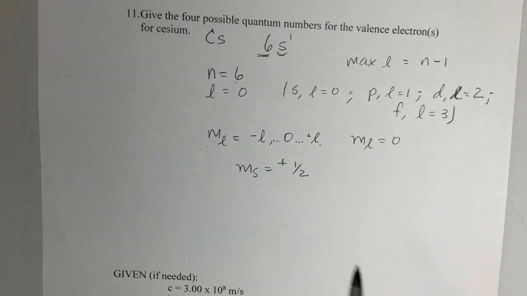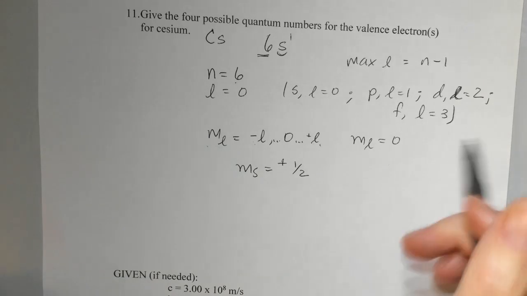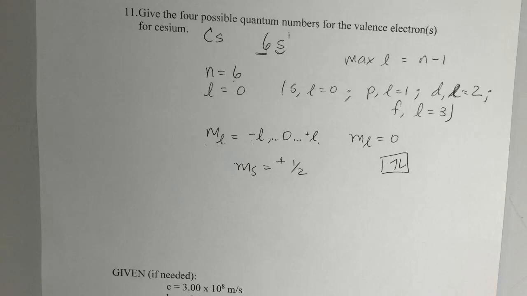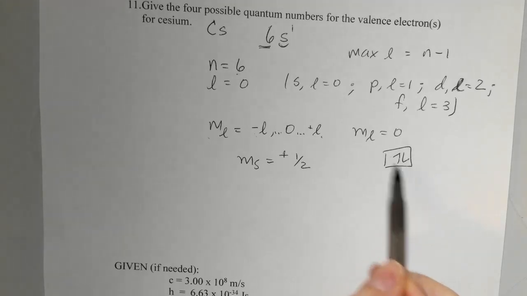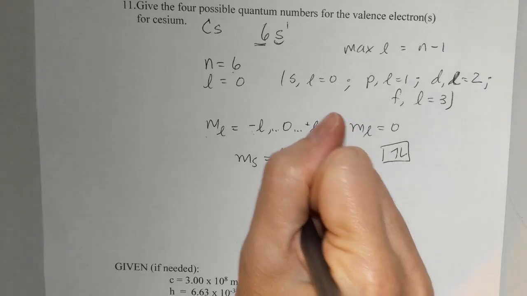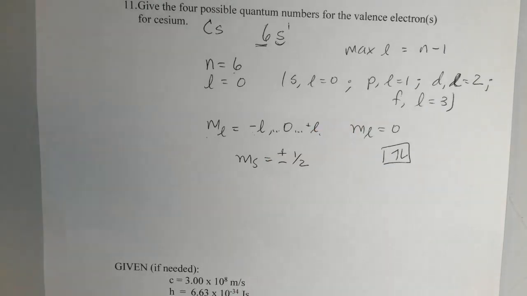And your spin quantum number is just plus or minus 1/2. That reminds us of electron configurations and orbital diagrams, that within an orbital, those two electrons will have opposite spins. So that's why M sub S is either plus or negative 1/2. All right, so hopefully that was a nice review for test 2.